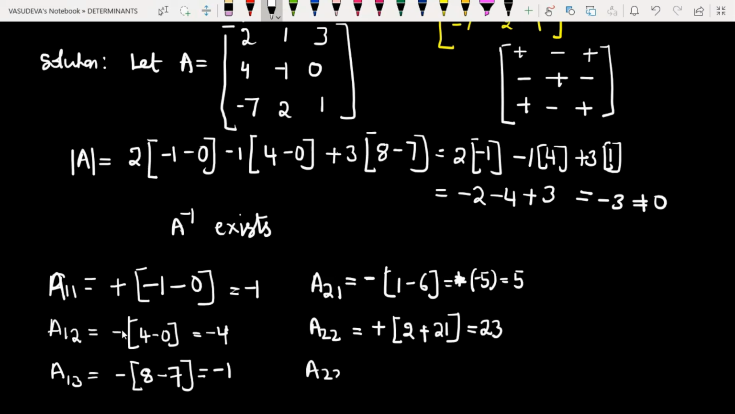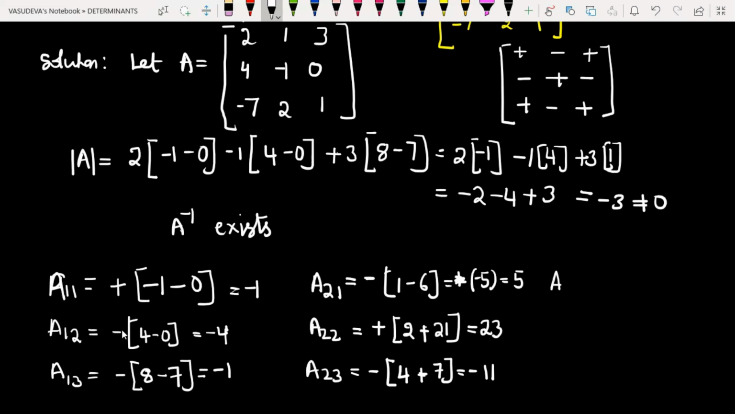Then A23, that is minus of the cofactor of the element 0, which lies in the second row and the third column. So the determinant of the elements 2, 1, minus 7, 2 is 2 into 2, 4, minus 7 into 1 is minus 7, so plus 7. So that is minus of 4 plus 7, minus 11. So the second row is over.